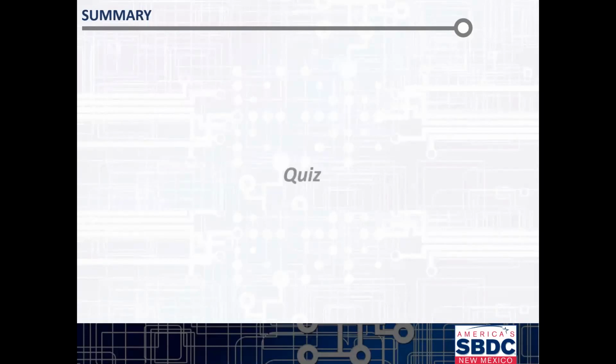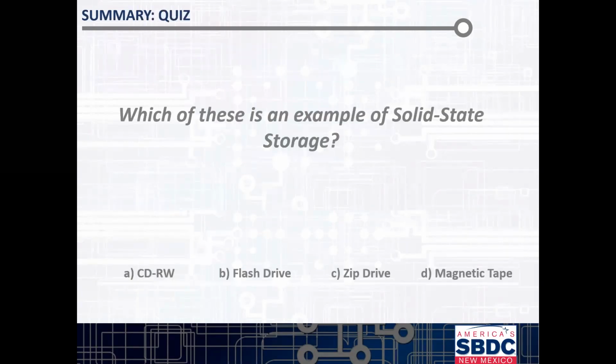So with that, let's go ahead and launch our last quiz of the day. And let me go and jump to that. So this first question is asking, which of these is an example of solid state storage? Is it our CD, our flash drive, zip drive, or magnetic tape?